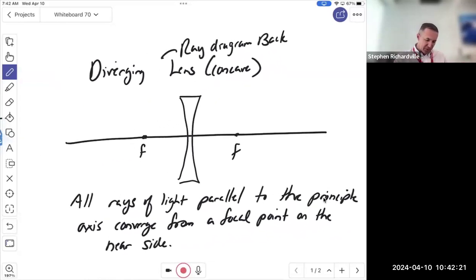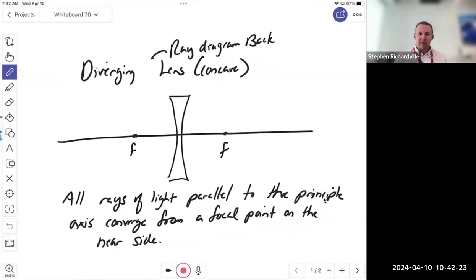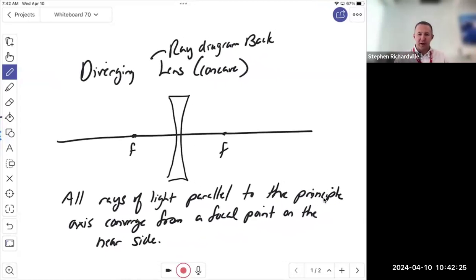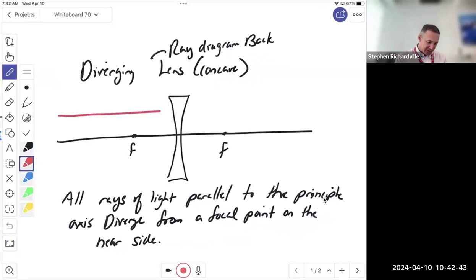What happens is, for your definition, all rays of light that enter parallel to the principal axis will converge? No, diverge. Goodness gracious. Diverge from a focal point on the near side of the lens. So rather than the rays converging to a focal point on the far side, they're going to diverge from a focal on the near side. So here goes the light, here goes the light, here goes the light. And what it does is it bends, and then by the time it bends the second time, it bends away from a focal on the near side.